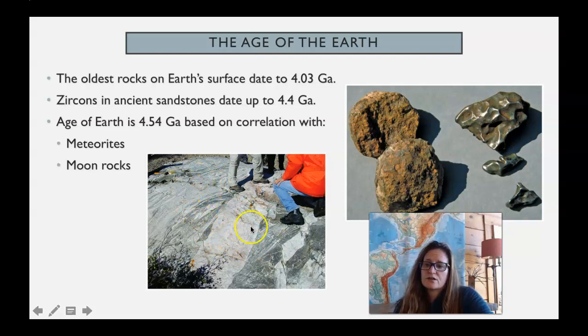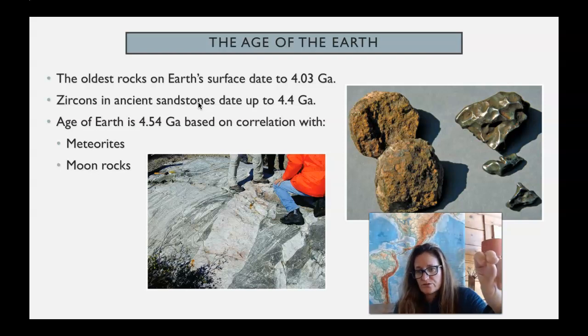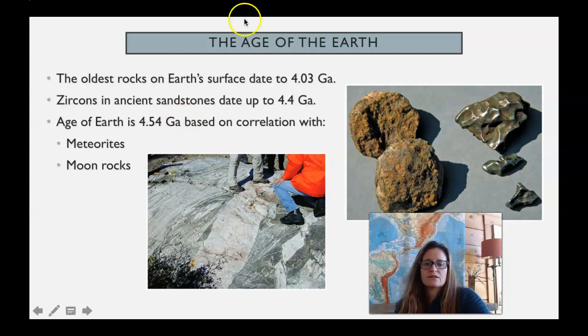And dating those rocks, we have found 4.4 billion year old sandstones. So the grains in that sandstone are 4.4 billion years old. The oldest actual crystallized rock, like a granite, is 4 billion years old. Very old. And here are meteorites, a stony meteorite and an iron meteorite.